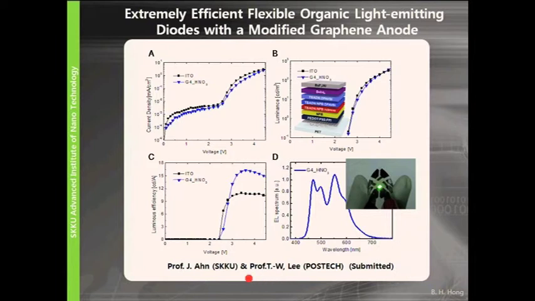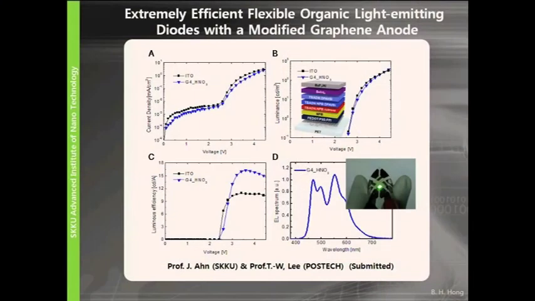And this work is done by Professor Tae Lee in POSTECH and Jonghyun An. And they have used the nitric acid doped graphene to replace ITO materials. And as you see here, the luminous efficiency is 1.5 times better than that of the ITO-based devices. Actually, we don't know the reason exactly. The sheet resistance of ITO is 10 ohm per square, but graphene sheet resistance is close to 100 ohm per square. But the performance is better for the graphene devices. I think probably this is because of the work function matching or the better hole injection efficiency.